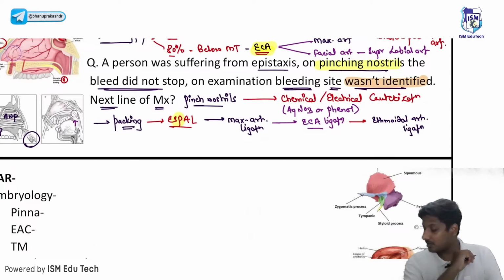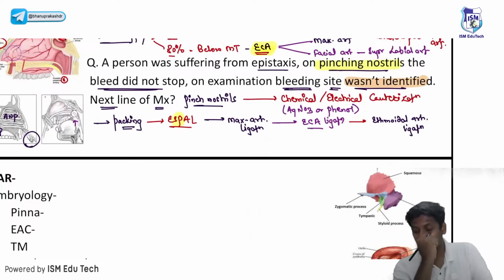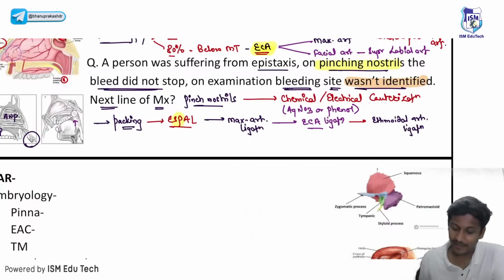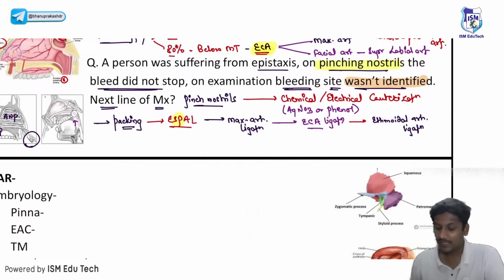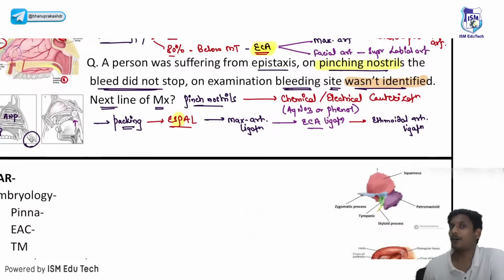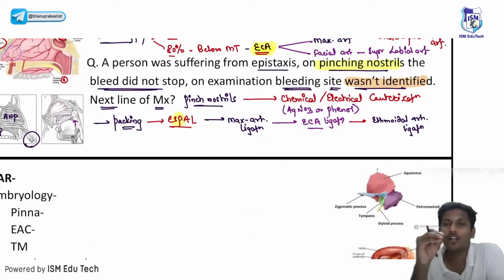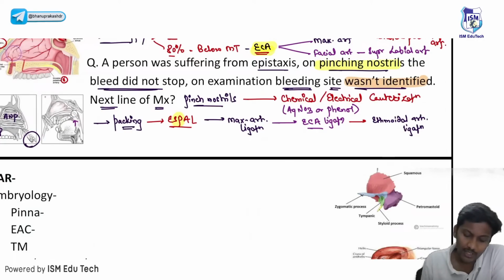So please remember, important is here as the bleeding site is not identified. After pinching nostrils, then definitely we should have gone for chemical or electrical cauterization. But as I've told you, for chemical and electrical cauterization, definitely it is not possible now, because the bleeding site is not identified. If you are not able to see the bleeding site, how are you going to perform a chemical or electrical cauterization? That is the reason why here the best answer would be packing.